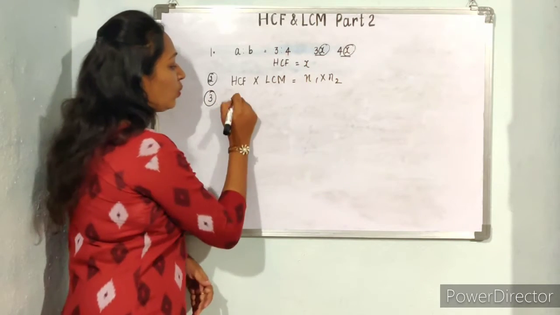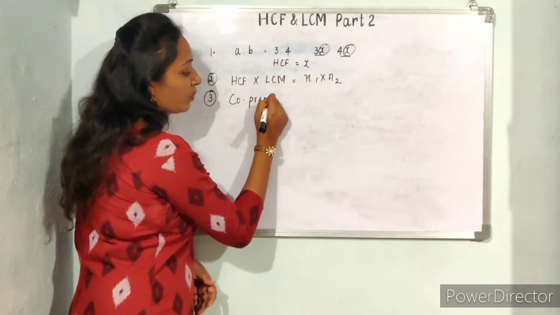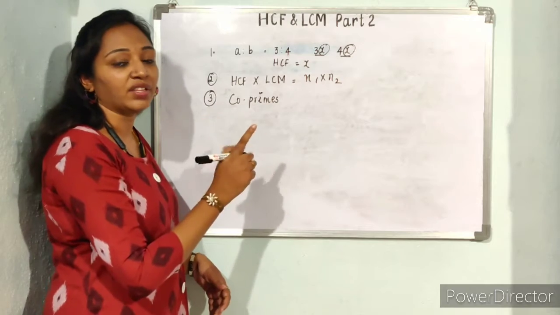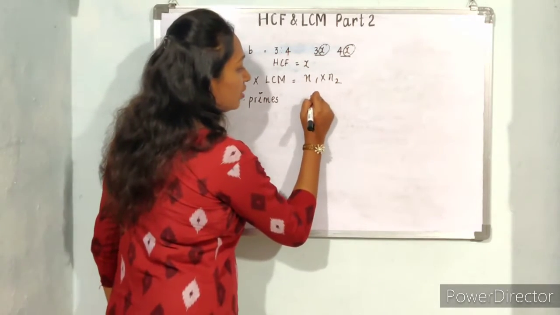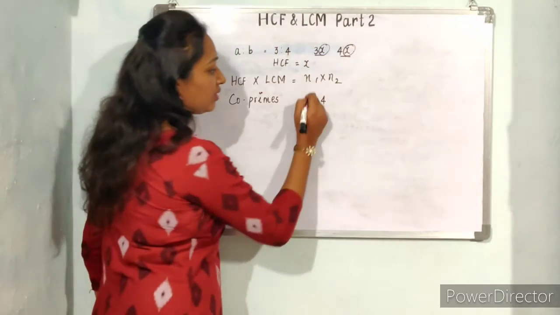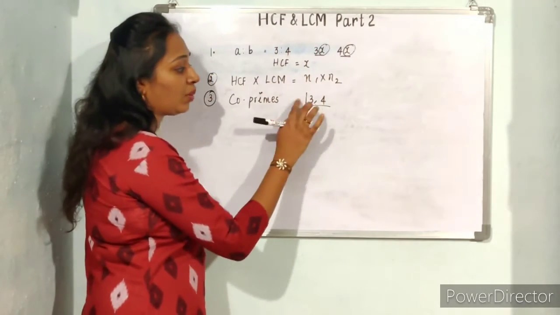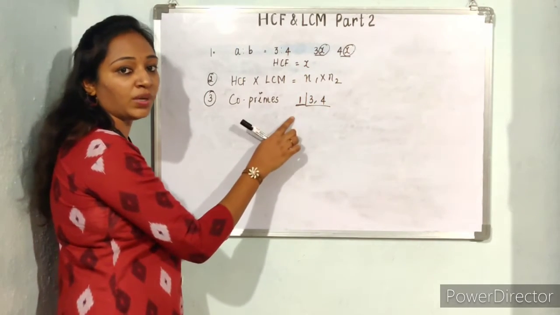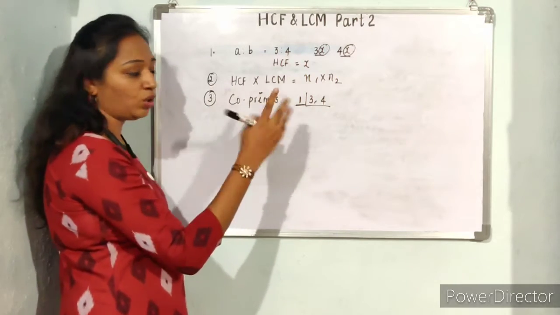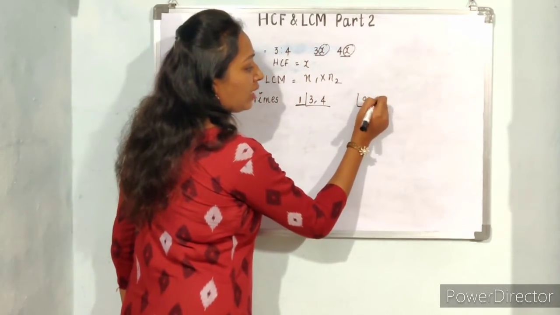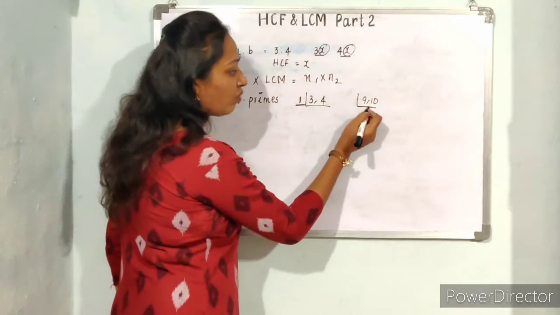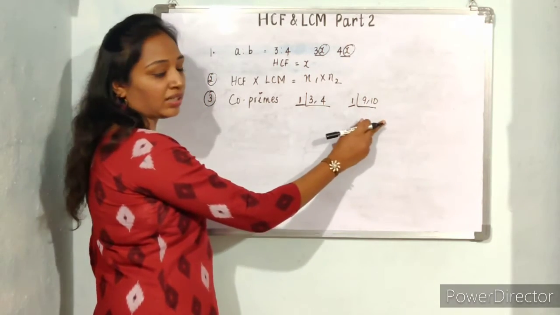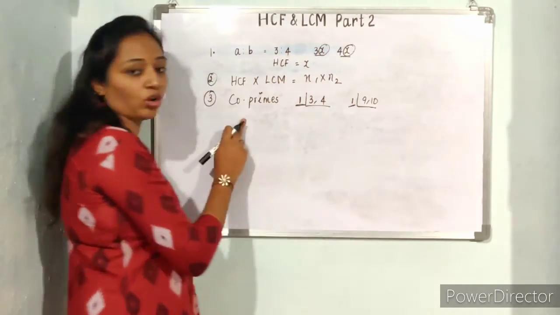Third concept, we have a term called coprimes. What is a coprime? Coprimes are two numbers whose HCF is 1. For example, take 3 and 4. What is the HCF? We don't have any common number that divides both, only 1. So when two numbers have a common divisor of 1, those two numbers are called coprimes. One more example, take 9 and 10. We don't have any common number except 1, which divides 9 and 10. So 9 and 10 are coprimes.